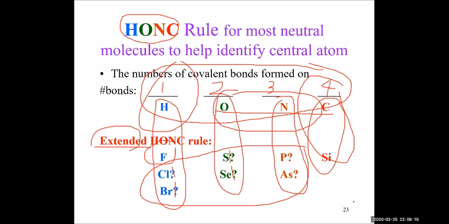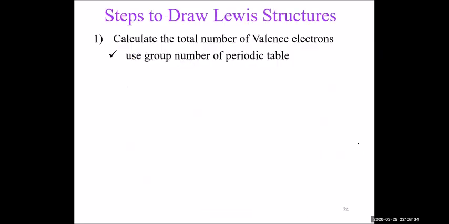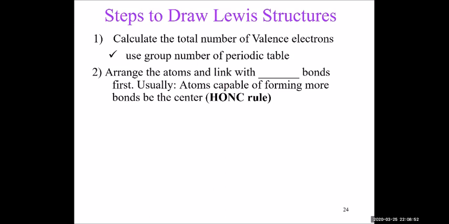So next I'll show you how to draw Lewis structures, and we'll use the HONC rule. Some of you might have learned Lewis structures in high school, in an AP class, and so forth. Actually, drawing Lewis structures is better if you follow those 4 steps. I will go over those 4 steps, and then later use examples to explain how to use them.